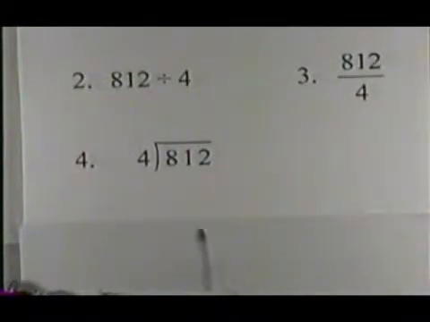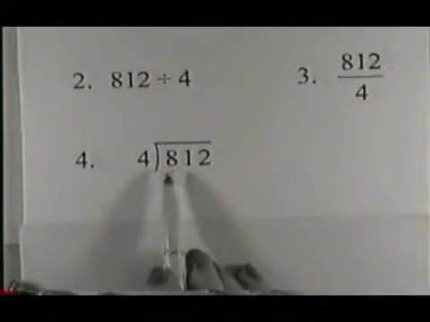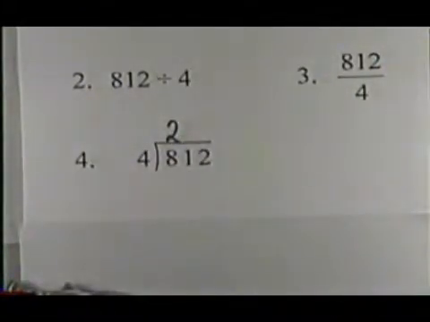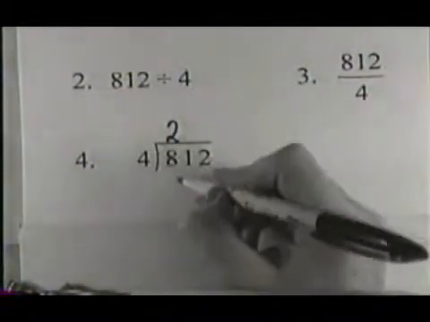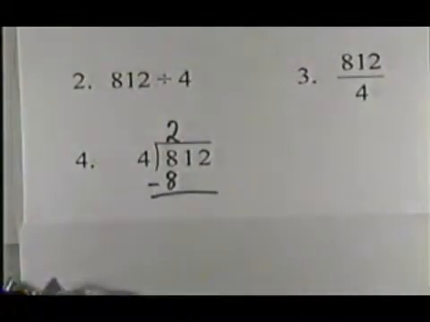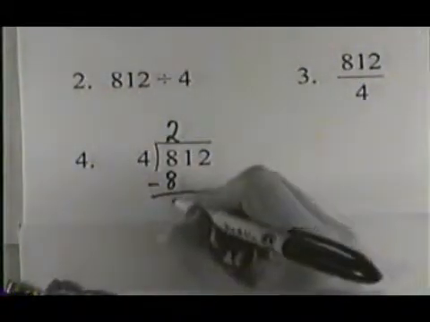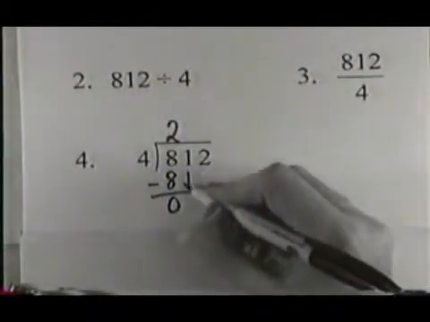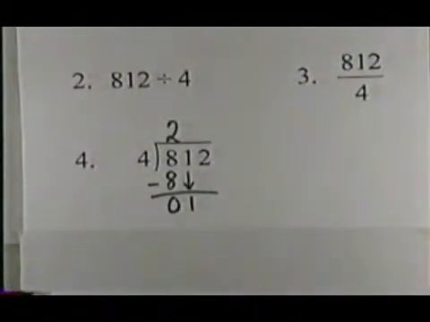Okay, we start by dividing 4 into 8. 4 will go into 8 2 times, so we put the 2 over the 8. And then 2 times 4 is 8. Then we subtract. 8 from 8 is 0. And then we bring down the 1. And then we start the cycle over again.